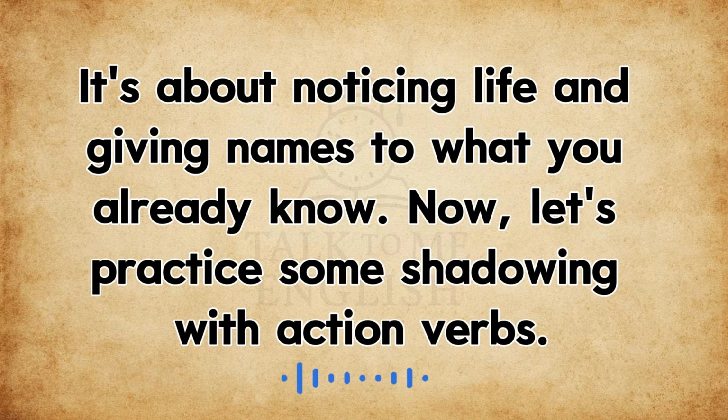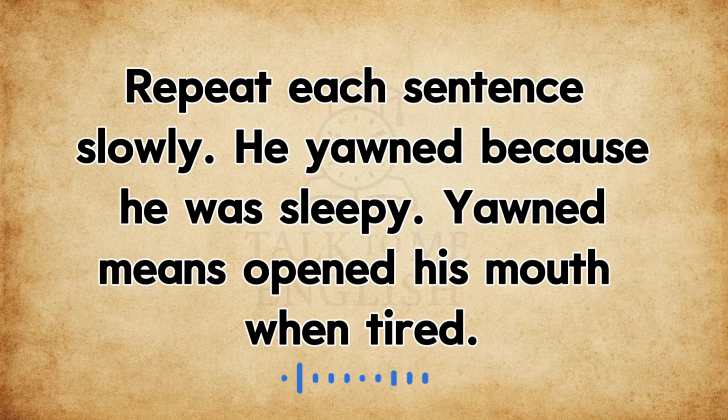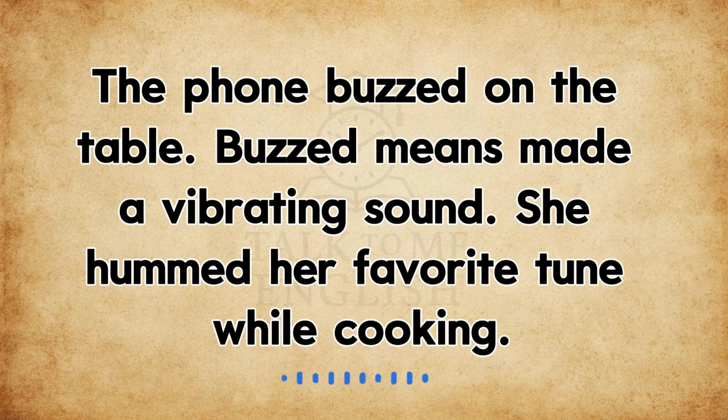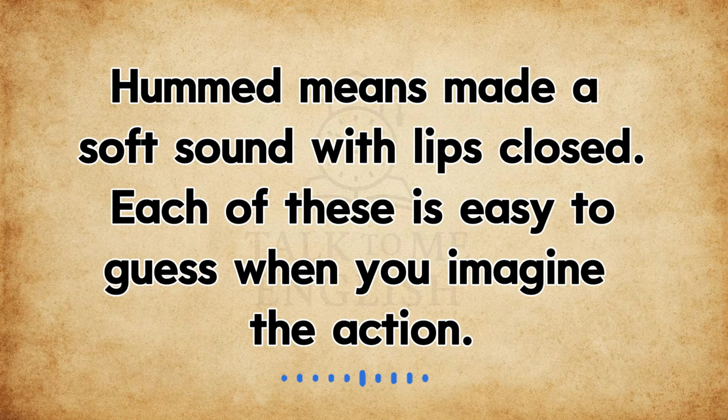Now, let's practice some shadowing with action verbs. Repeat each sentence slowly. He yawned because he was sleepy. Yawned means opened his mouth when tired. The phone buzzed on the table. Buzzed means made a vibrating sound. She hummed her favorite tune while cooking. Hummed means made a soft sound with lips closed. Each of these is easy to guess when you imagine the action.